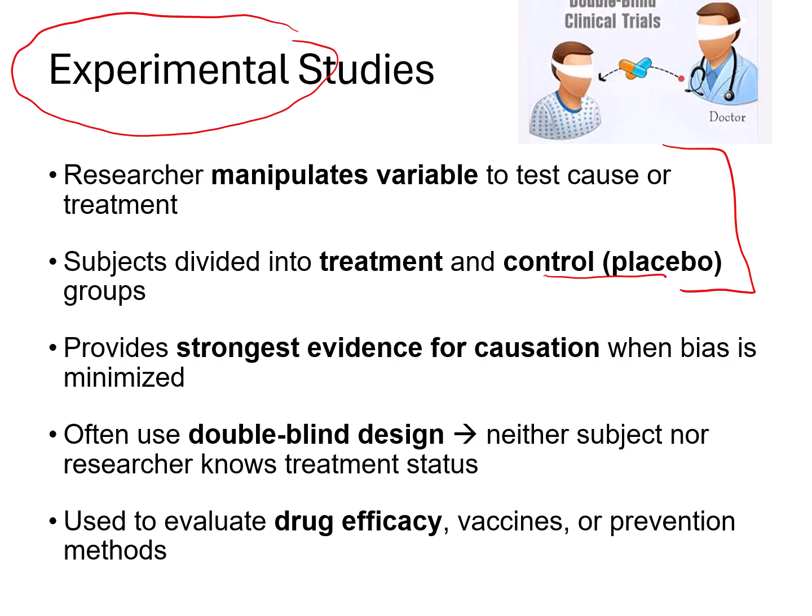The best way to conduct an experiment like this to reduce bias as much as possible is through a double-blind controlled trial. This means that neither the researcher nor the participant knows which group they're in, and that can reduce bias if neither the patient nor the researcher knows if the patient is receiving the medication or the placebo. And these types of studies, experimental studies, provide the strongest evidence for causation. They can be used to evaluate drug efficacy, evaluate vaccines, or even the best prevention methods for a disease.